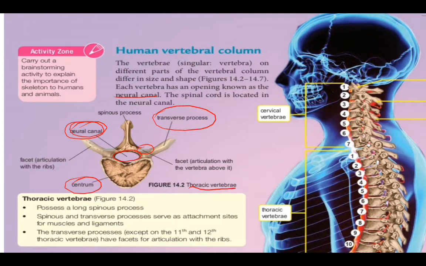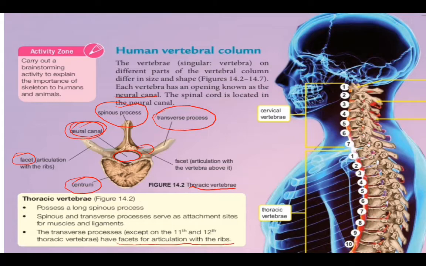And this is the centrum. This is the facet, articulation with the ribs. Ini adalah satu permukaan untuk perlekatan dengan ribs. So thoracic vertebrae possess a long spinous process. This one, spinous process. Spinous and transverse processes serve as attachment sites for muscles and ligaments. The transverse process, except on the 11th and 12th thoracic vertebrae. So di sini ya, thoracic vertebrae ada 12 kecuali yang ke-11 dan yang ke-12. Transverse process have facet for articulation with the ribs.